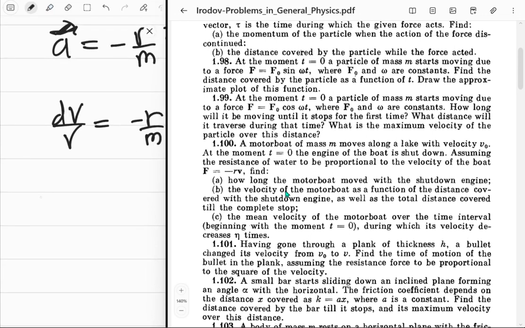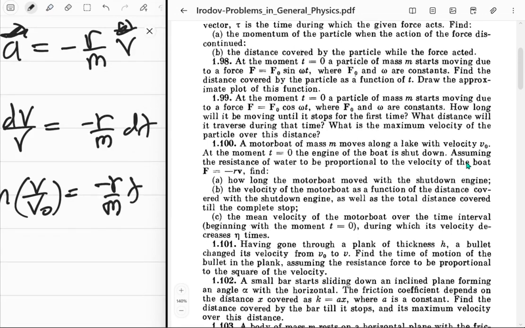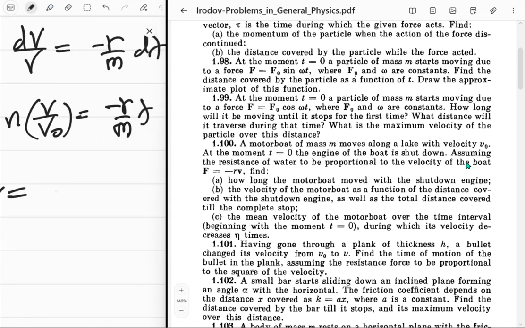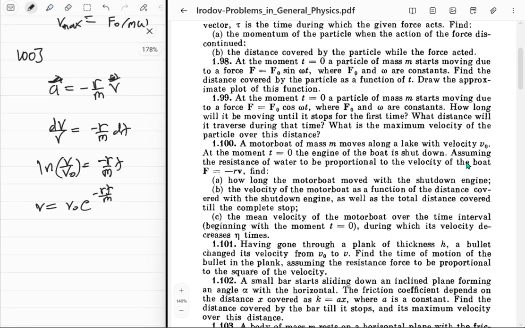So that just becomes the natural log of v. It starts at v naught. I understand what's happening. It's like natural log of something like nuclear decay. V upon v naught is equal to negative r upon m times t. So you can say the velocity is v naught e power negative r t upon m. Once you got this, you can add back the vectors.